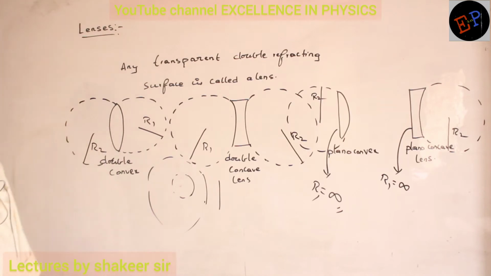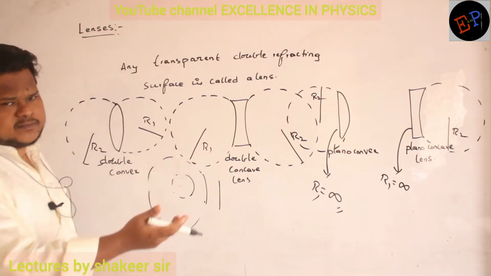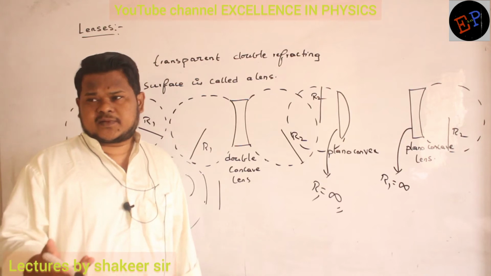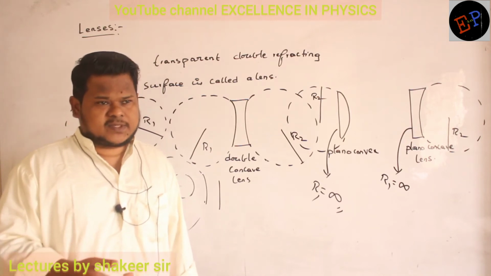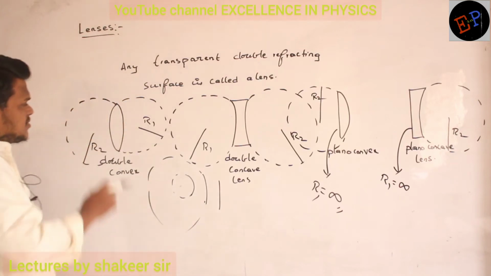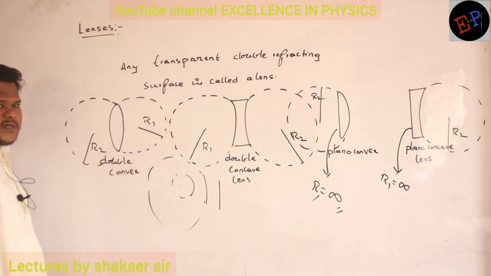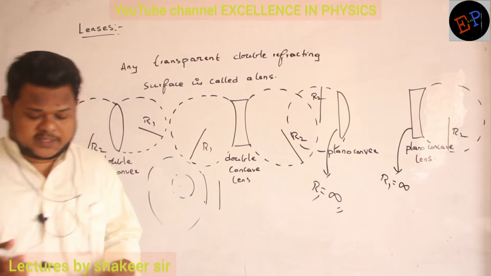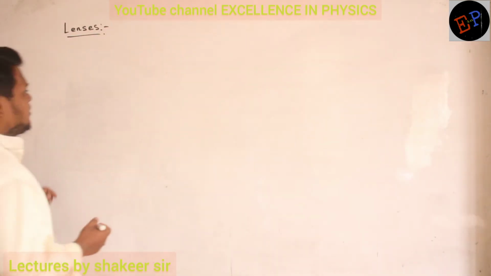So lenses may have the same radius of curvature or different radii of curvature, but definitely on both sides they will behave like refracting surfaces. So this is also a refracting surface, this is also a refracting surface. Fine? As in a concave lens.